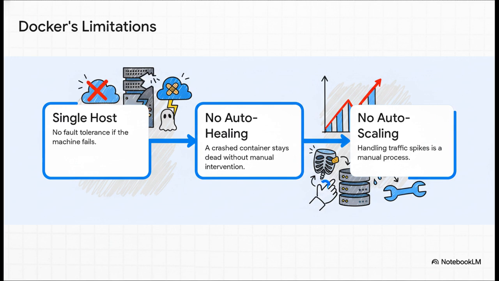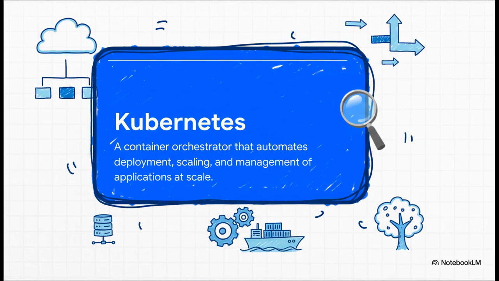And finally, the auto-scaling problem. Imagine it's Black Friday and your traffic spikes. You've got to manually spin up more containers. None of this is sustainable for a real business. And this is precisely the set of problems that Kubernetes was born to solve.